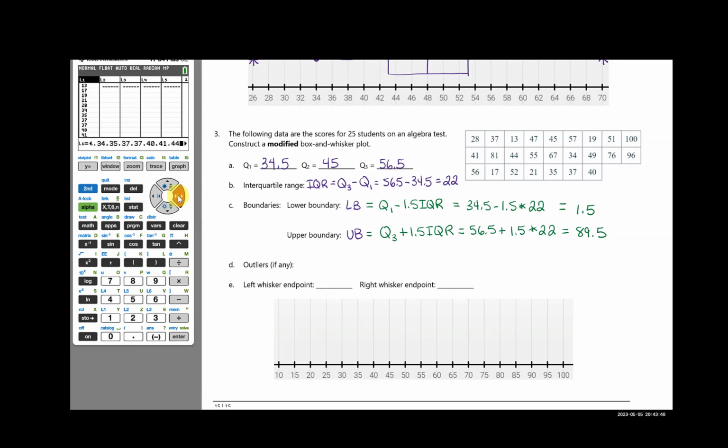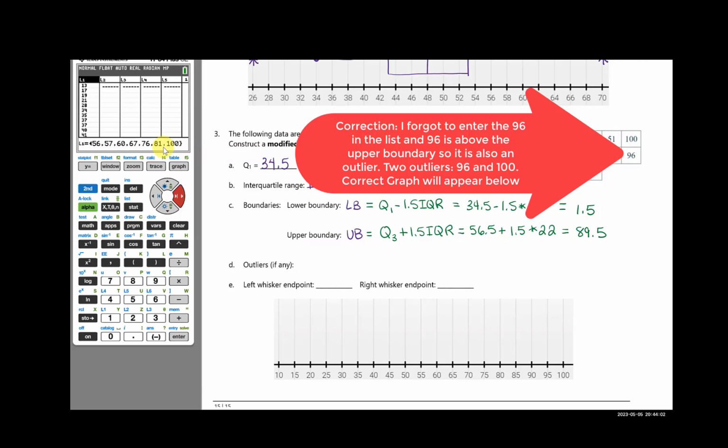And then as I scroll over to the end of my list, my highest value there is 100. So that's bigger than the upper boundary. So 100 is out of bounds. And then we have an 81. So my upper boundary, 89.5, would be right there, putting the 100 out of bounds, making the highest number in the bounds the 81. Okay, so I have 100 that's out of bounds.